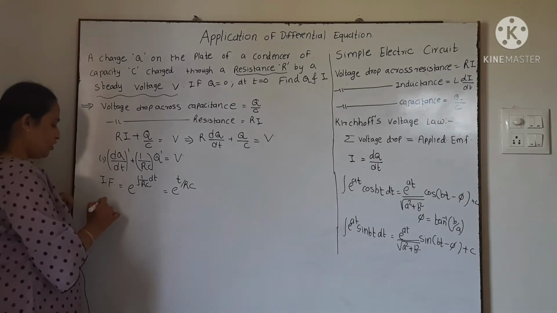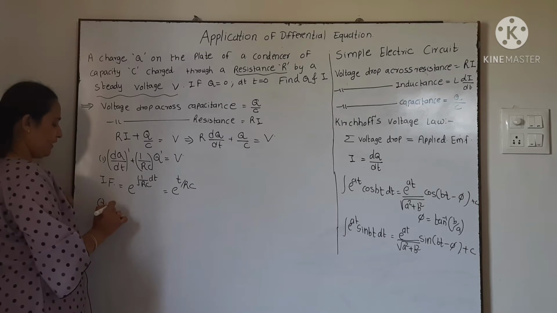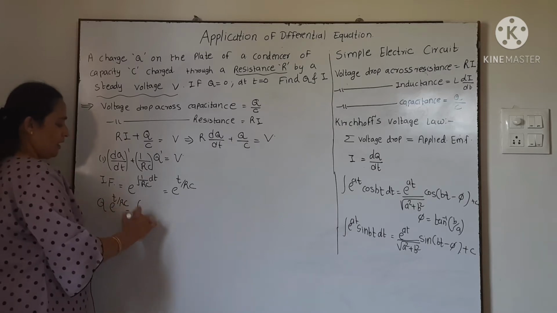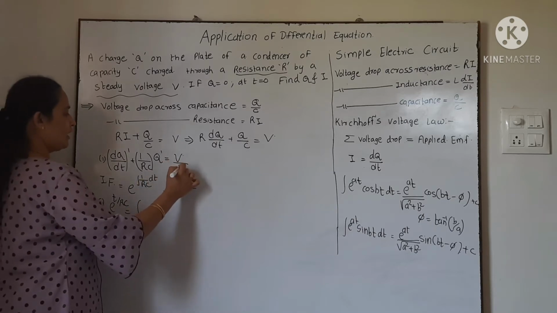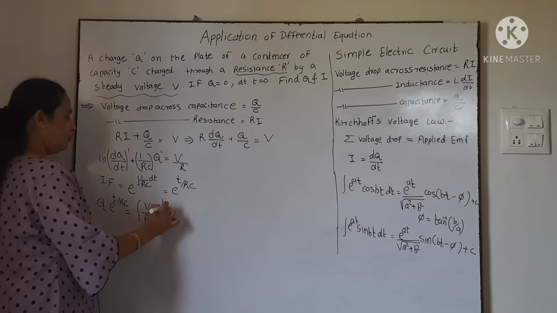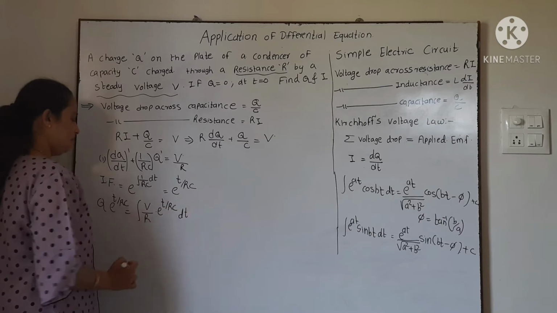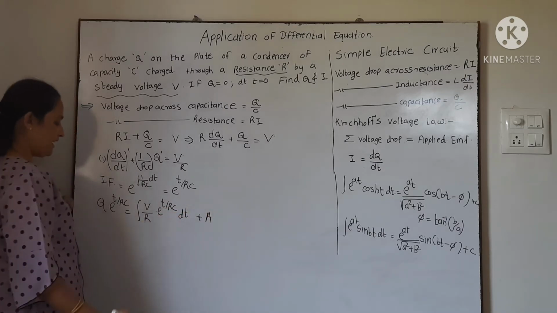This is linear in Q. So it is Q into the integrating factor e raised to t by RC equal to, in the integral sign, the function on the right hand side. What is the function on the right hand side? It is V upon R into e raised to t by RC dt plus constant of integration. Here I will call it A.